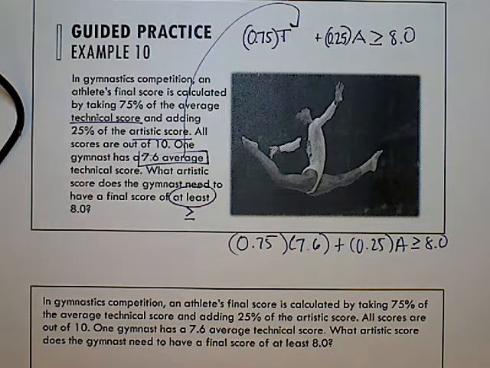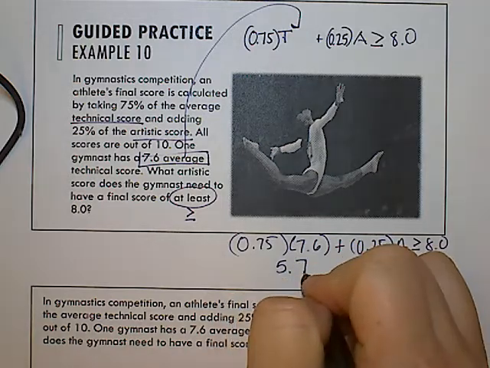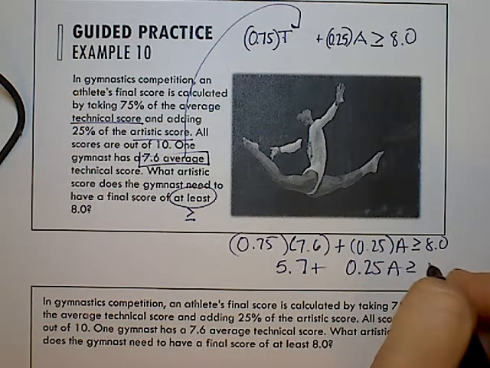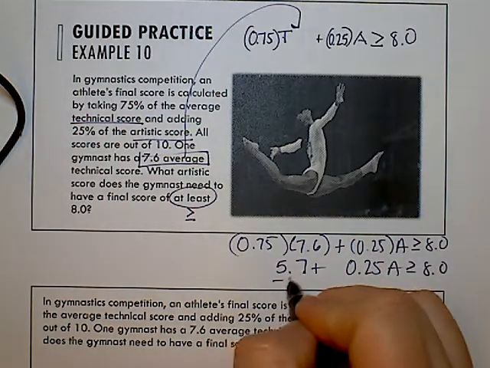And then we're going to isolate the A. So what does that look like? Give me a second to grab a calculator. Okay, so I have 5.7 plus 0.25A is greater than or equal to 8.0. Then I'm going to isolate the A by subtracting 5.7.